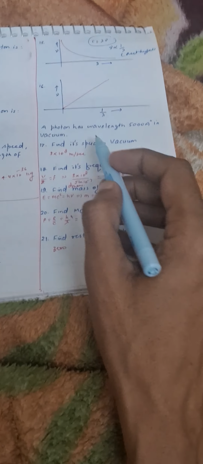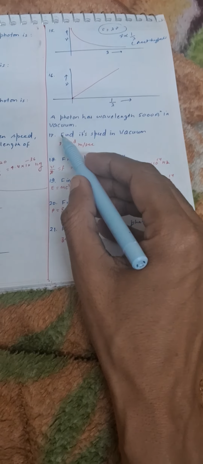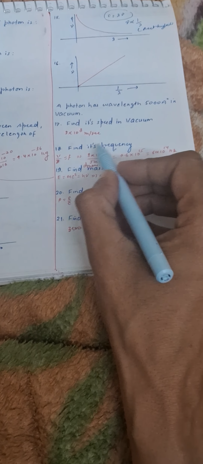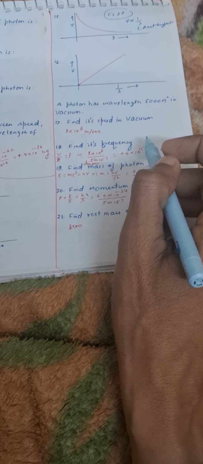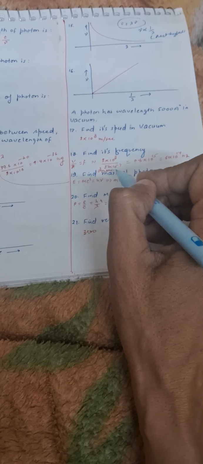Next question is: a photon has wavelength 5000 angstrom in vacuum. First, find its speed in vacuum. Speed is 3 into 10 to the power 8 meter per second. Next, find its frequency. We have frequency as V by lambda. After all the calculations, we get frequency as 6 into 10 to the power 14 hertz.